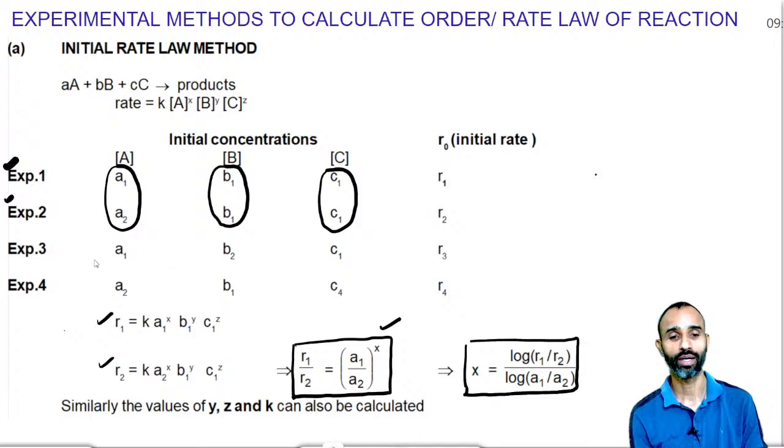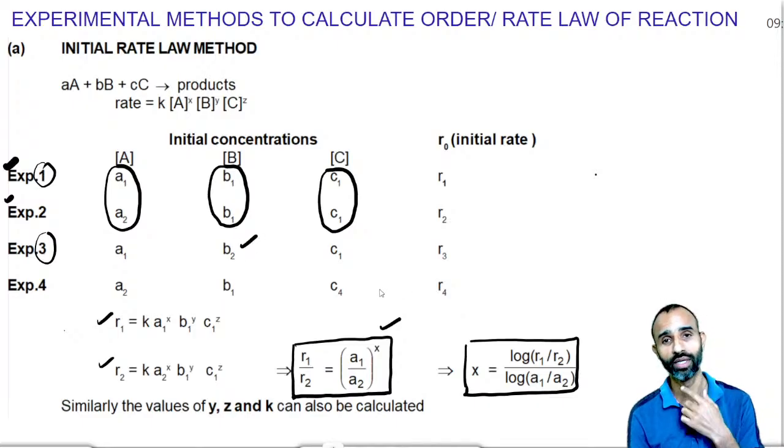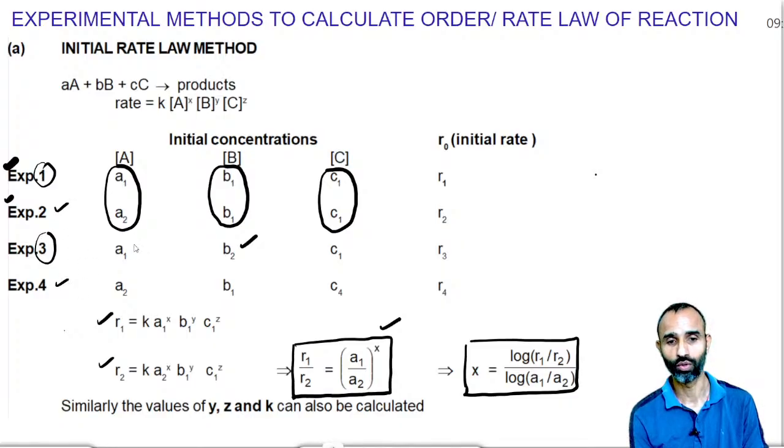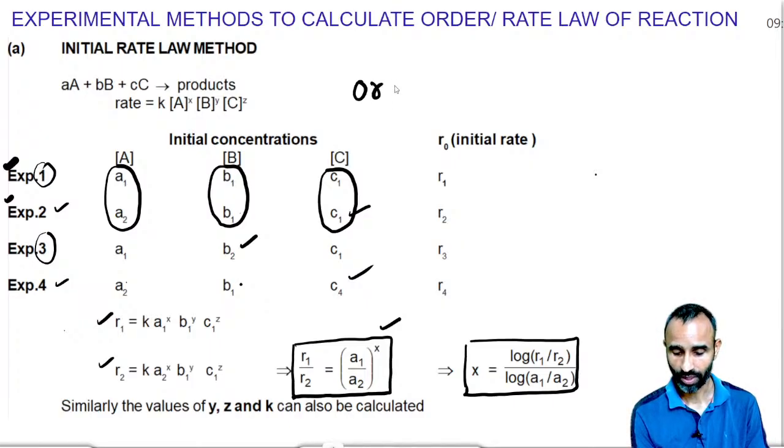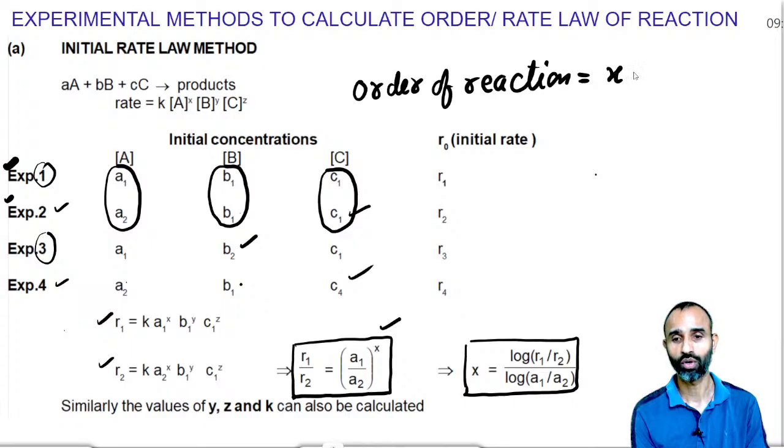Now if we consider experiment 1 and experiment 3, see there is a change in concentration of B only. So from here we can calculate y, and from experiment 2 and 4, see A is same, B is same, there is a change in concentration of C only. So we can calculate z. In this way we can calculate the order of reaction with respect to A, B and C, and the overall order of reaction becomes x plus y plus z.